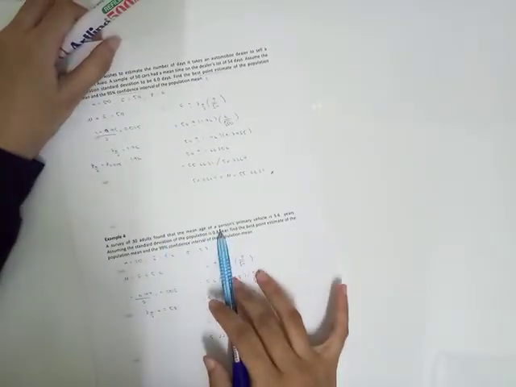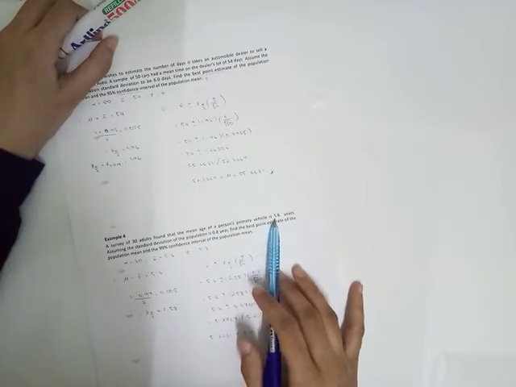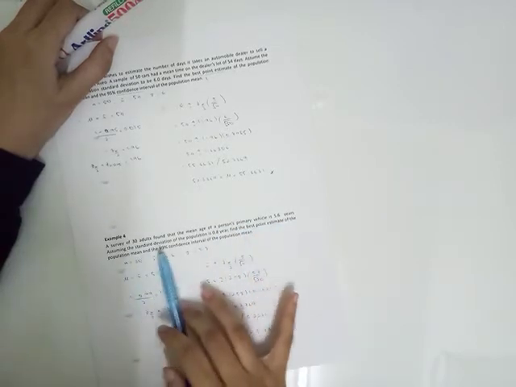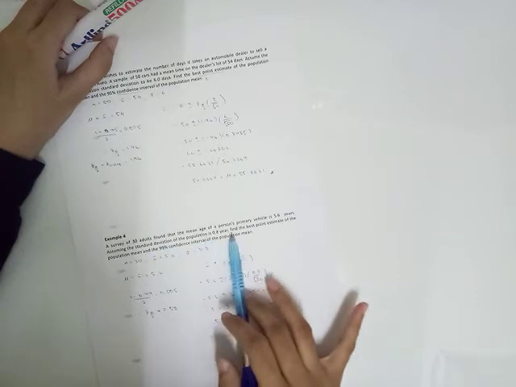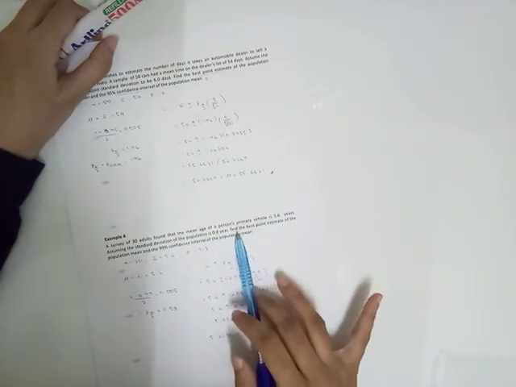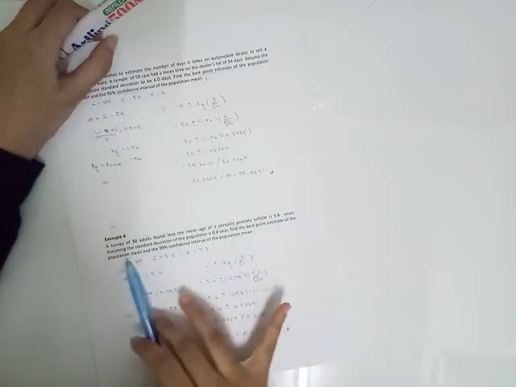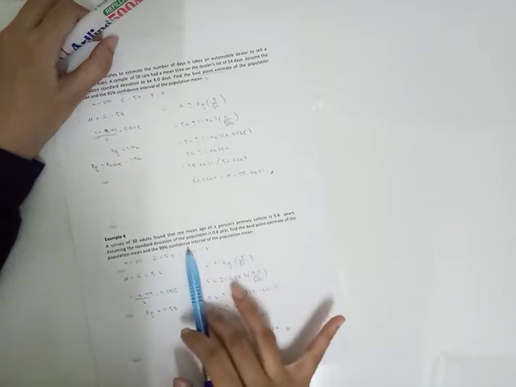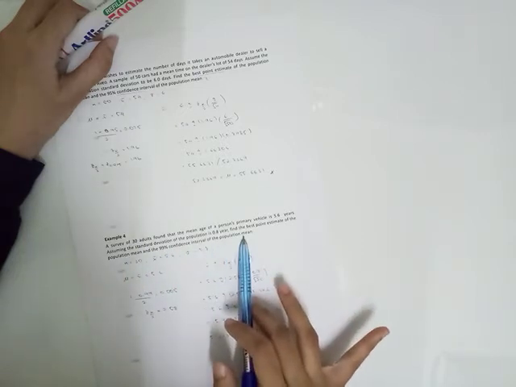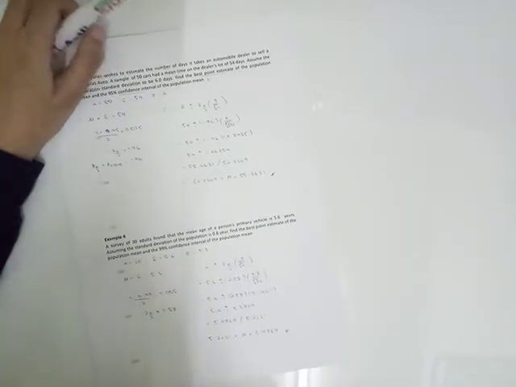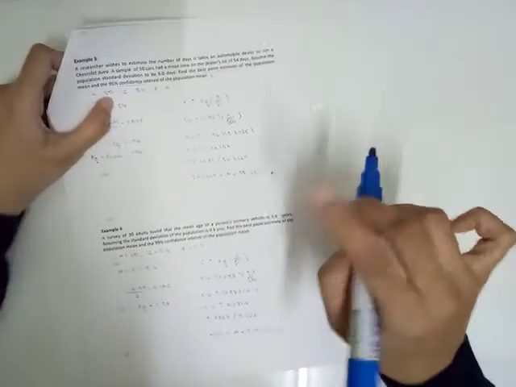Okay, example 4. A survey of 30 adults found that the mean age of a person's primary vehicle is 5.6 years. Assuming the standard deviation of the population is 0.8 year, find the best point estimate of the population mean and the 99% confidence interval of the population mean. Okay, so the best point estimate of the population mean is what? That is the first question asked. And then the second one is the 99% confidence interval.